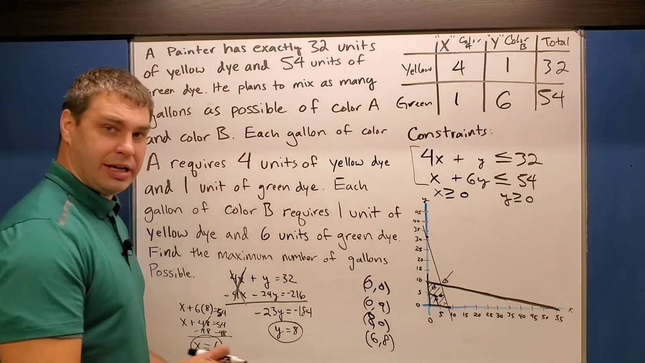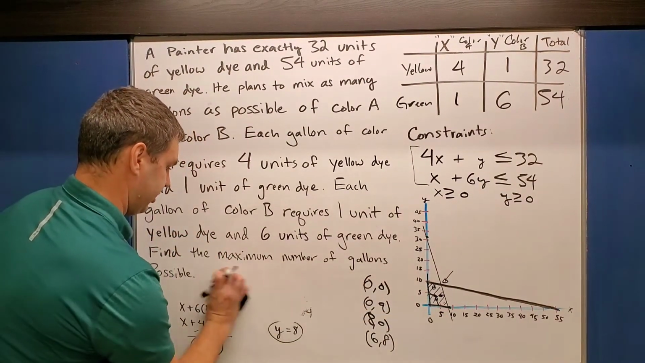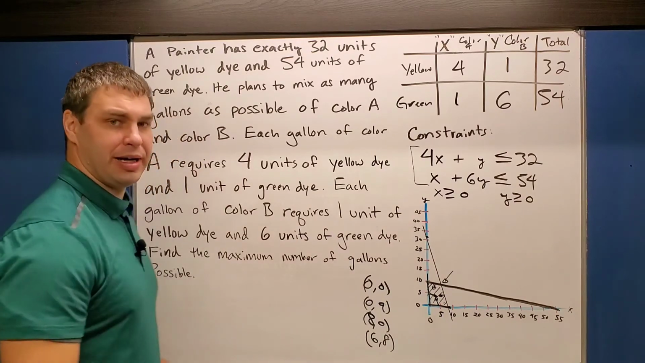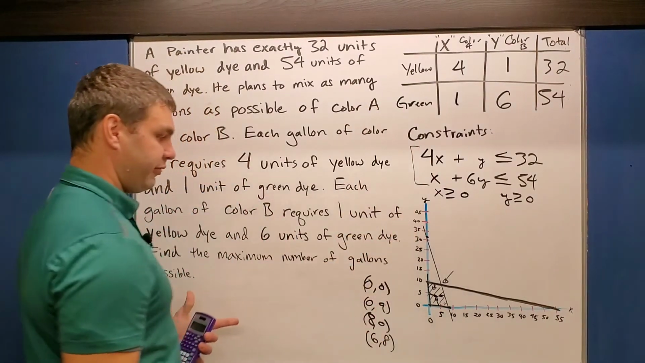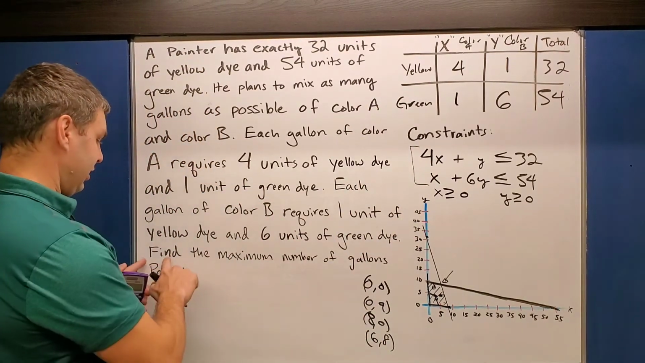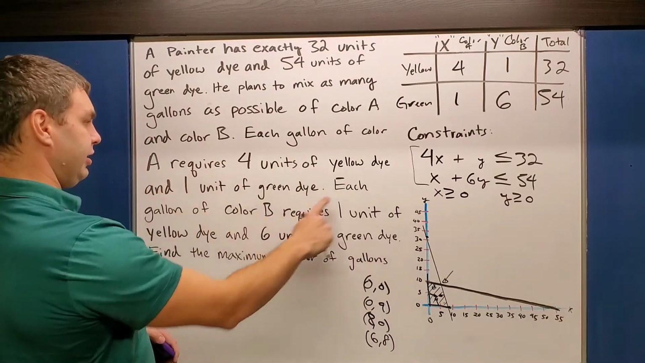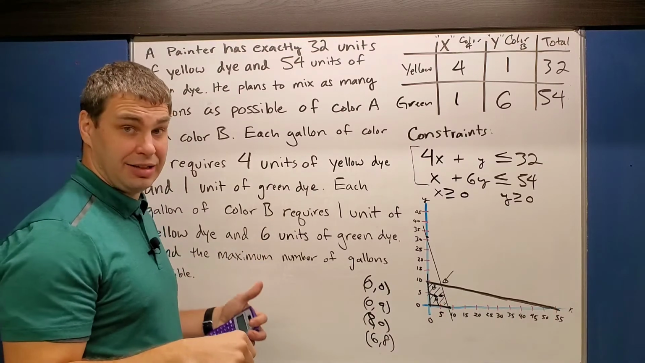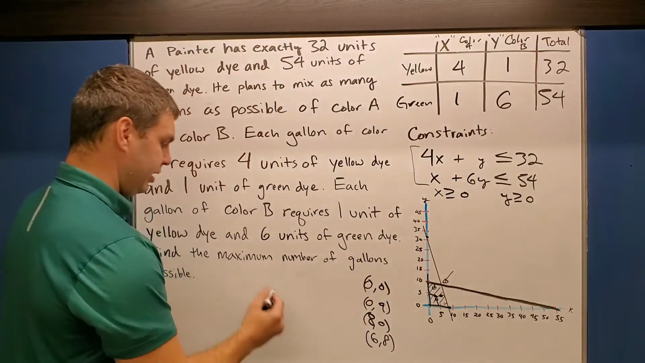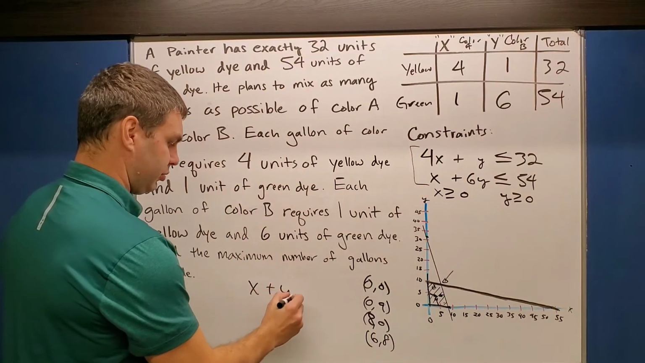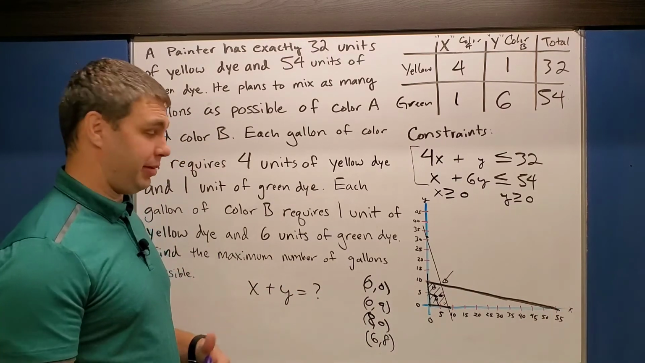All right, 6, 8. Now that I have those 4 points, the 4 points of my enclosed region, I can get rid of this. And I need to come up with my objective quantity, okay? And what that means is, what am I trying to figure out here? It says find the maximum number of gallons possible. It says each gallon of color A, each gallon of color B, each one's going to be a gallon. Really all I need to do is, since A is talking about X and B is talking about Y, I need to add those together. X plus Y equals, and that's going to be, however many I can make is going to be the answer, whatever one gives me the maximum, right?